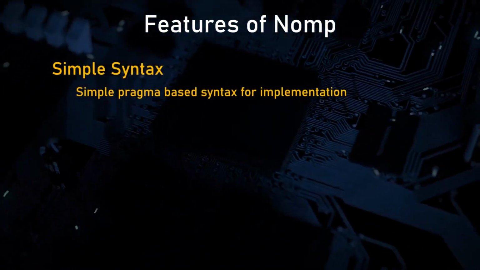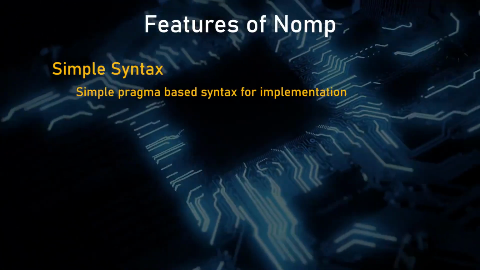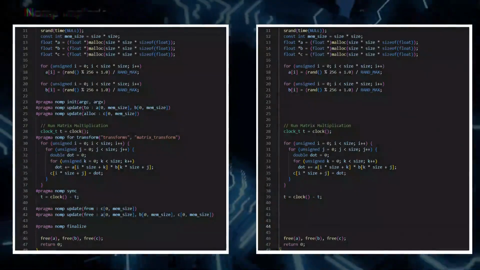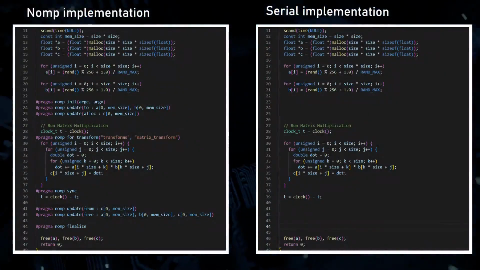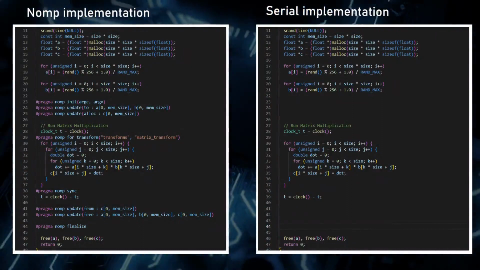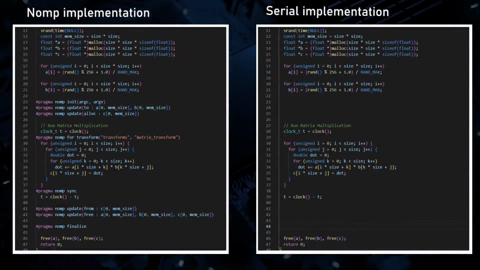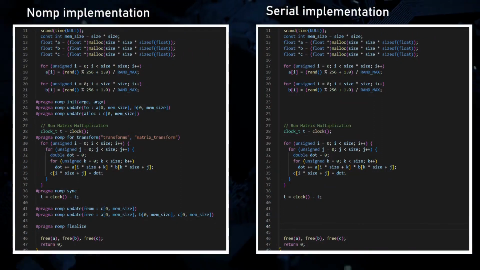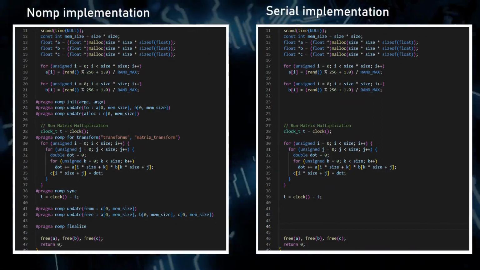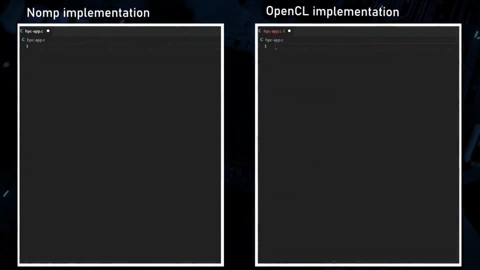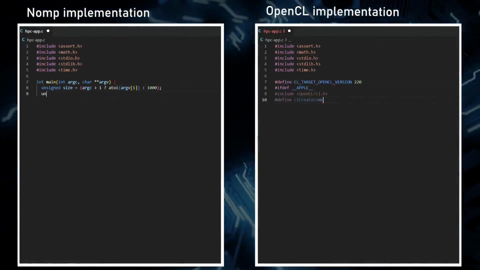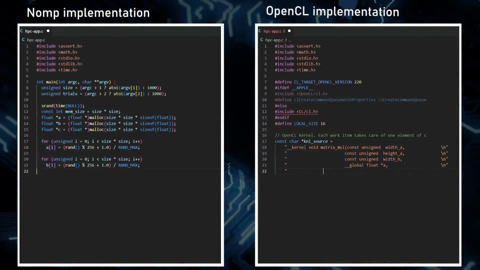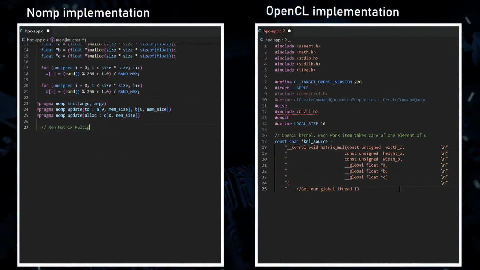The first feature is that NOMP offers simple pragma-based syntax for implementation of your application. As you can see in this example, the NOMP implementation will be closely similar to the serial implementation. So the NOMP code will be easier to debug against the serial implementation if anything goes wrong. Also, the NOMP implementation will have a lower number of code lines compared to implementations of other frameworks.